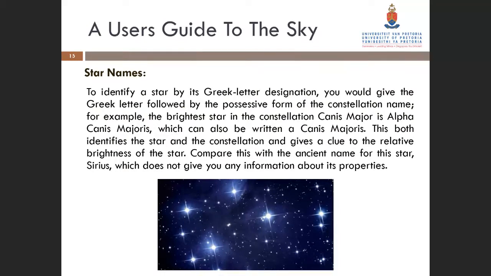To identify a star by its Greek designation, you would give the Greek letter followed by the possessive form of the constellation name. For example, the brightest star in the constellation Canis Major is Alpha Canis Majoris. This both identifies the star and its constellation and gives a clue to the relative brightness of the star. Compare this with the ancient name for the star, such as Sirius, which does not give you any information about its properties. Interestingly, Sirius is the brightest star in the sky that we can watch.